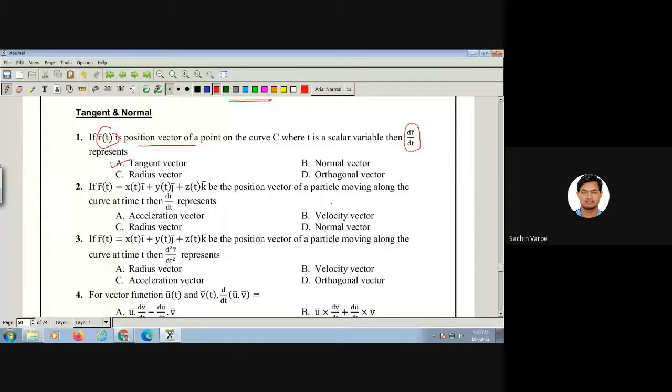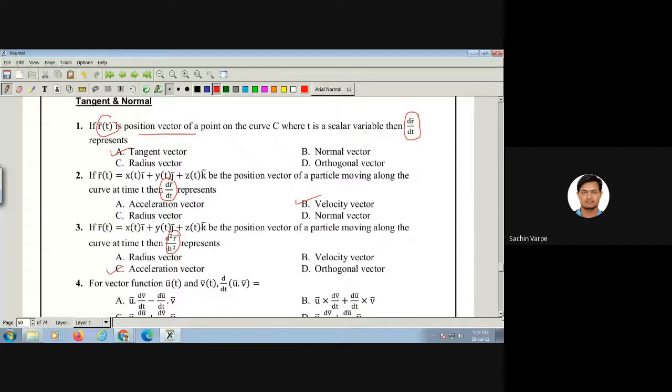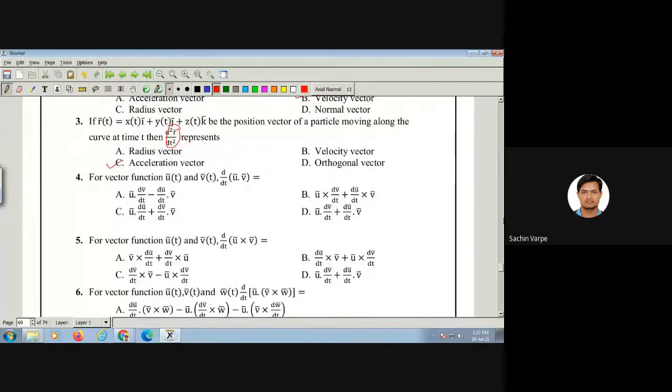Okay, with the position vector of a particle moving along the curve, then dr bar by dt represents what? The velocity. Double derivative represents acceleration. This is simply the product rule of derivative. That is derivative of u bar into v bar, or u bar into derivative of v plus v bar into derivative of u.